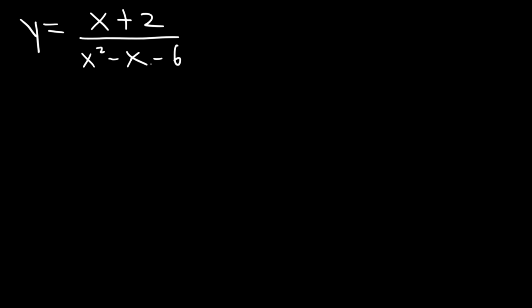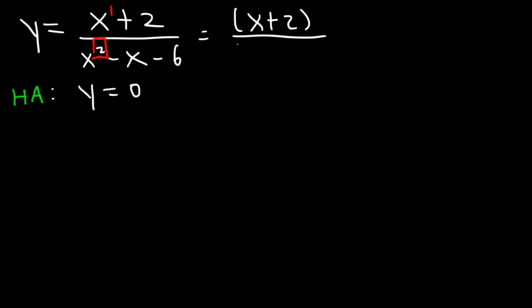Well, first, we can identify the horizontal asymptote. As in the previous lesson, we know that whenever we have a rational function that's bottom heavy, meaning that the degree of the denominator is greater than that of the numerator, the horizontal asymptote is simply y is equal to 0. Now, in order to find the vertical asymptote, we need to factor. Two numbers that multiply to negative 6 but add to negative 1 are negative 3 and positive 2. So this can be factored as x plus 2 times x minus 3.